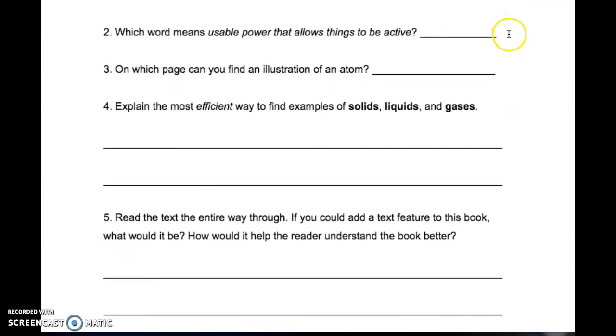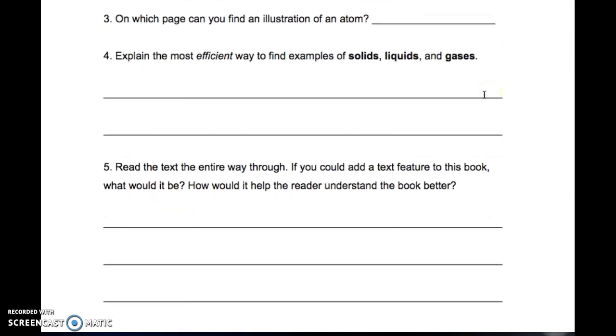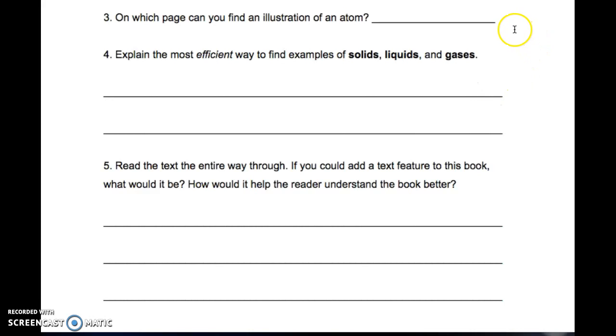Which word means usable power that allows things to be active? Write your answer on the line. On which page can you find an illustration of an atom? Write your answer on the line.